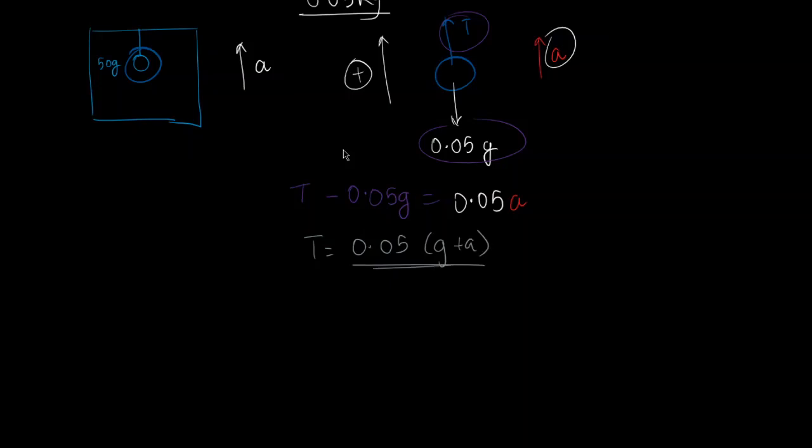And that's done. Now you put in a value for A. G is fixed, it's 9.8 meters per second squared, and you will have an output for the value of tension.